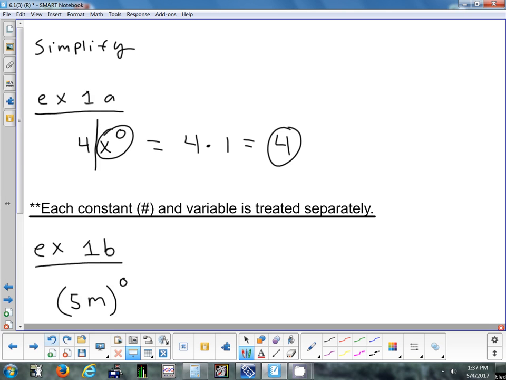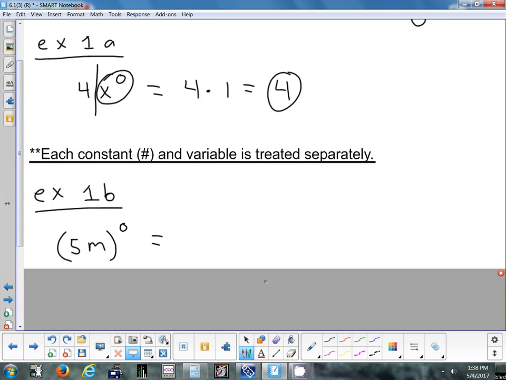Anything to the 0 power except 0 to the 0, which I warned you not to type in on your calculator. Anything to the 0 power is 1. How about this one? 5m, all of that to the 0 power.